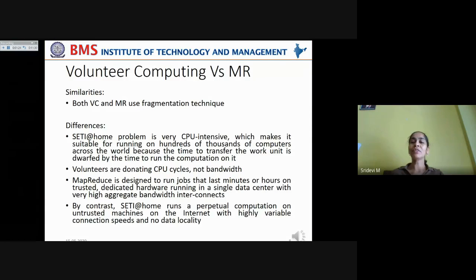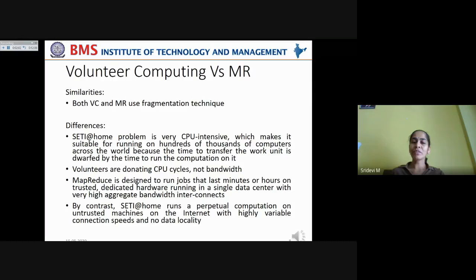And the time taken to transfer the work units is actually very small when compared to the time taken to run that voluminous data if it is run at a single place. That is the difference between volunteer computing and MapReduce. Volunteer computing takes help of machines situated across the globe, whereas MapReduce runs on machines on a cluster in a single data center. And volunteers donate CPU cycles, not the bandwidth, remember. But MapReduce tries to save on the bandwidth.